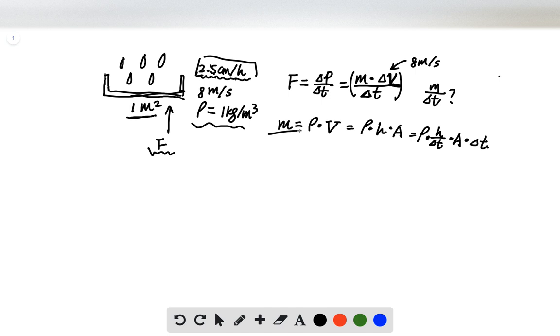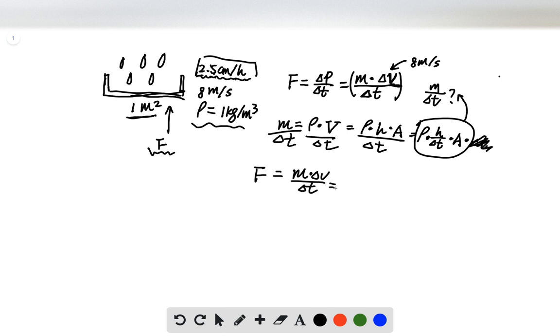So that is great because now we know if we divide it by delta t, we are pretty much dividing everything by delta t, and we have this here. And this is mass over delta t. We can plug this into the original formula. So that gives us m times delta v over delta t equals, if we plug in this expression, we get rho of h over delta t. So h over delta t is again 2.5 centimeter per hour, and times area, which is 1 meter squared, and this whole thing times the change of velocity. So that is great. We have everything we need, and now we just need to plug in the numbers.